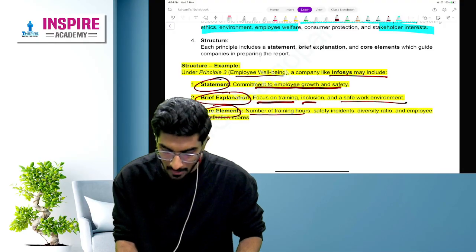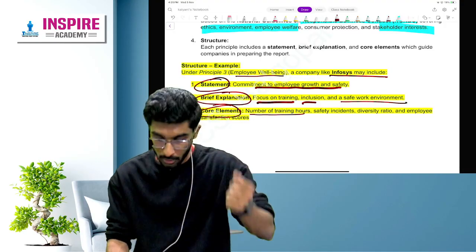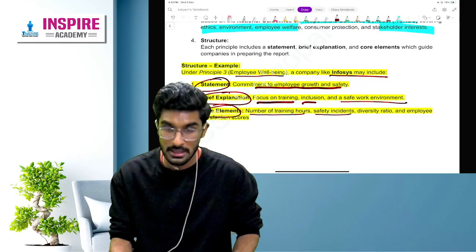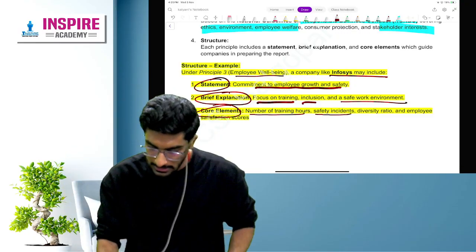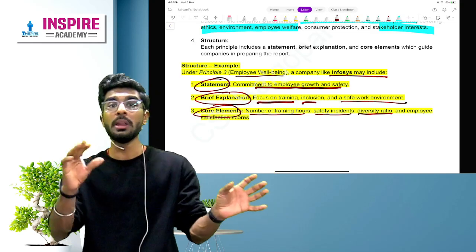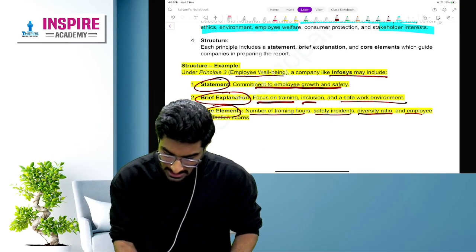But now for that, what is the company actually doing? Number of training hours provided to the employees so that they can grow. Then safety incidents. What is the company doing for the safety of the employees? Then diversity ratio. How many are men? How many are women? And then employee satisfaction scores.